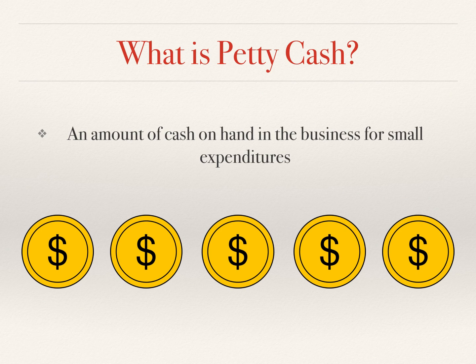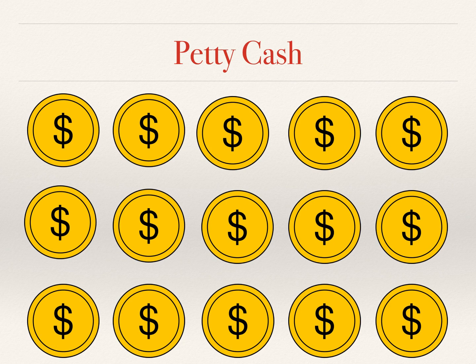Petty cash. As it says in the ACCT textbook, it is the amount of cash on hand within a business which is for small expenditures. As an example, let's say we want to start a petty cash within our business and we want it to be $15. However, a petty cash fund can contain as much cash as a business wants.